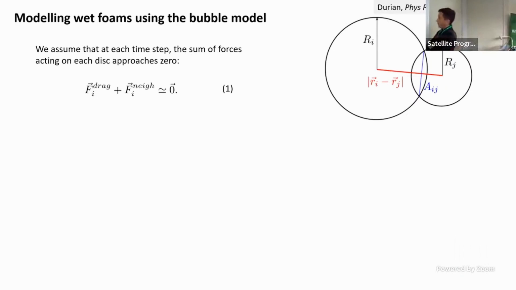The model has 2 main forces, and the assumption that we're going to make, and this assumption has been made by others as well, is that at every time step, the sum of forces on each bubble is approaching 0. So there's some viscous drag force, and this elastic repulsion, and they both sum to 0 for each bubble. I should say a bit more about these forces. So viscous drag, clearly, if a bubble is moving, it will drag its neighbour with it. It's quite simple.